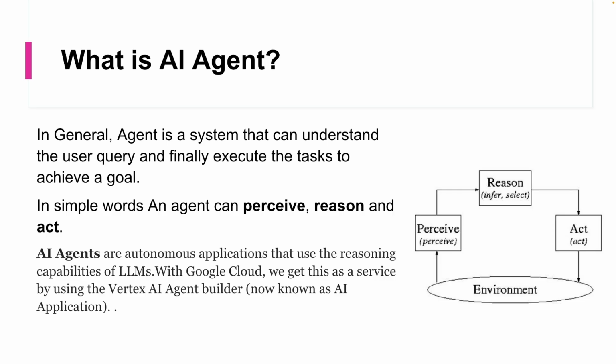On Google Cloud, we don't have to build agents from scratch. Google provides Vertex AI Agent Builder. Now we call it AI Applications, where you can build conversational apps or task-oriented agents. I will cover this very soon. But here we need to understand what an agent is basically. An agent is something that can perceive, reason, and act.